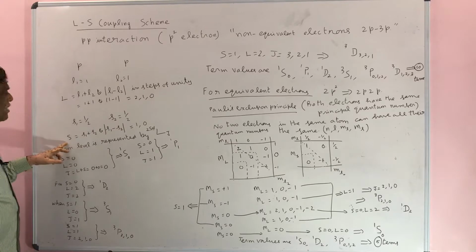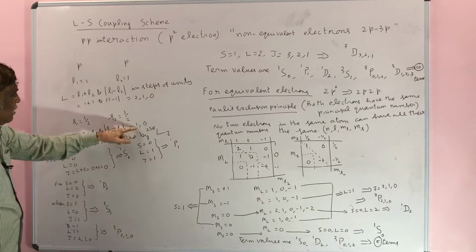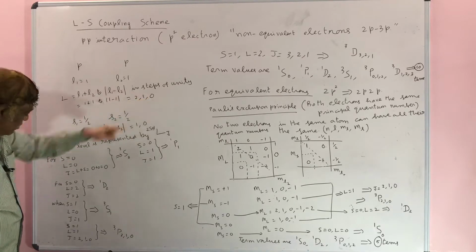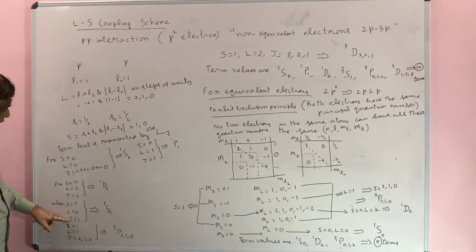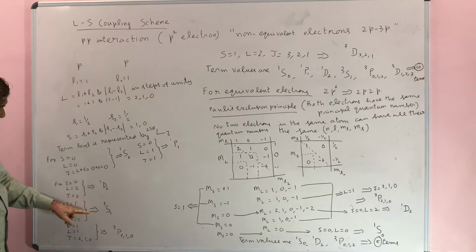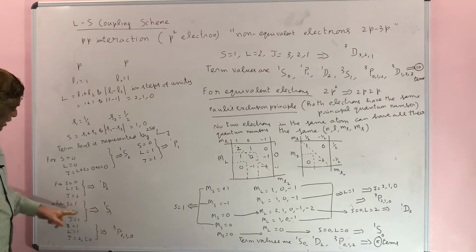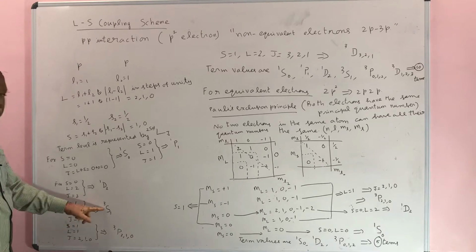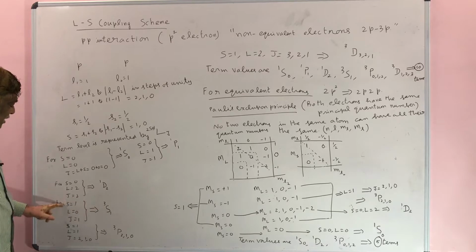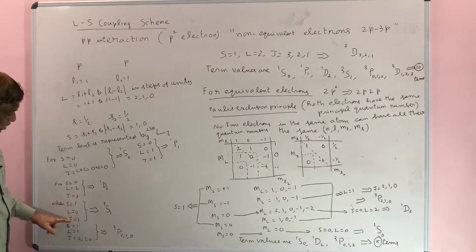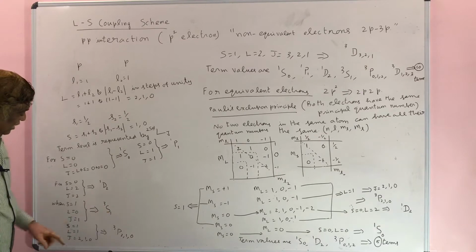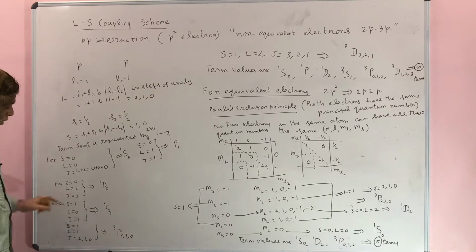Now let us choose another set: S is equal to 1 and L is equal to 0. Then J is equal to 1. Since L is equal to 0, the state is S, and since S is equal to 1, 2S plus 1 is 3, and J value is equal to 1. So 3S1 corresponds to these quantum numbers.